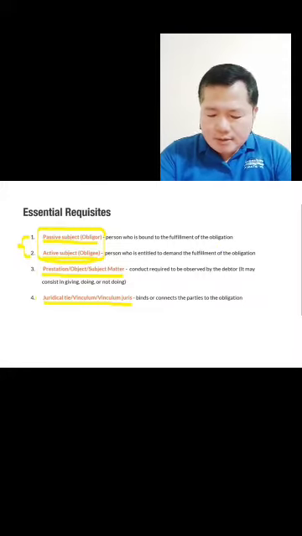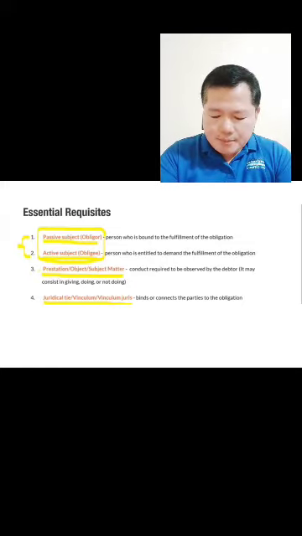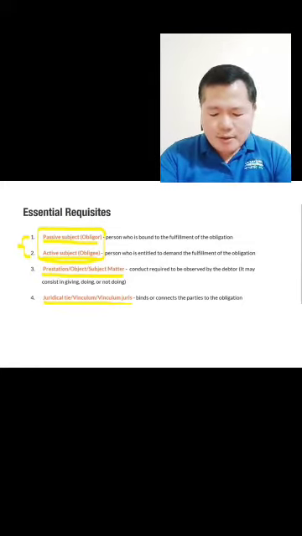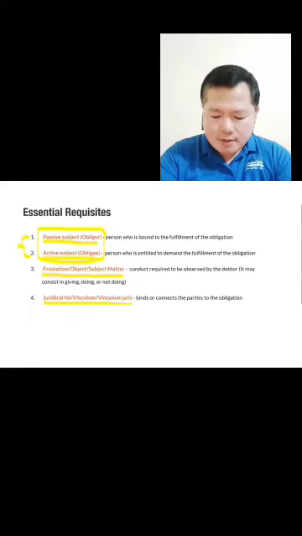Alright? So number 3 and 4, they do not refer to a person. So number 3, prestation, can also be called object, no? It can also be called subject matter. So we have already placed the different terms that we can associate with that specific essential requisite.